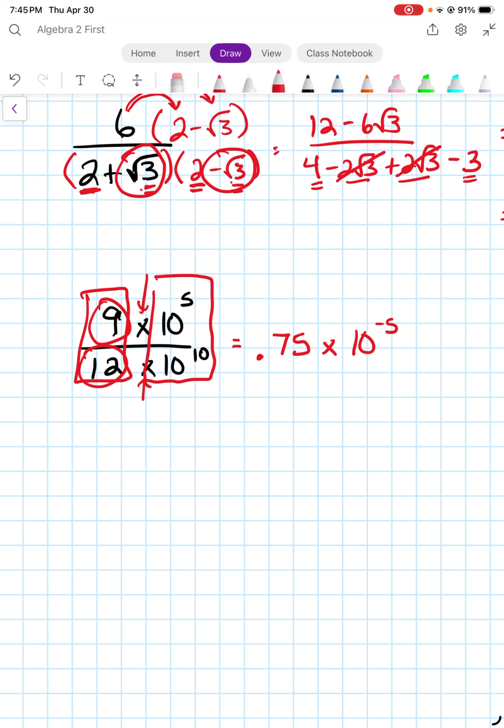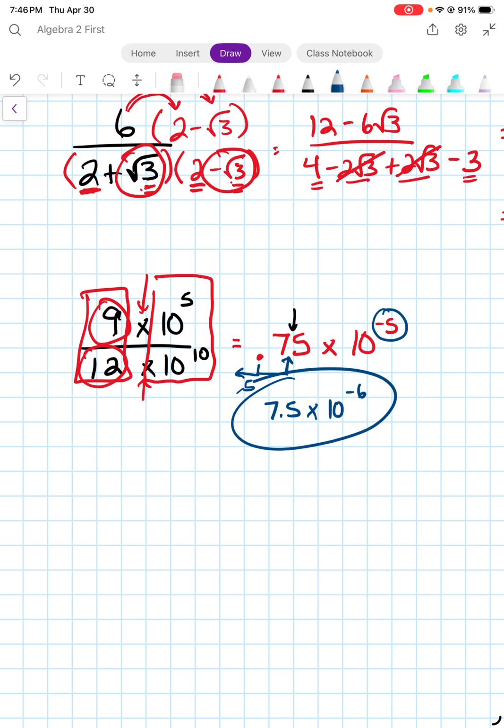However, the decimal, after I did that, that's the right answer, but the decimal's in the wrong place. We want the decimal between 7 and 5. So here's my thought process. Right now, this 10 to the negative 5 is saying take your decimal and move it 5 places to the left. However, I want the decimal here. And if I place it here, instead of moving it 5 places to the left, now I'd have to move it 6 places to the left. So it's going to be 7.5 times 10 to the negative 6. And that's how you divide scientific notation.